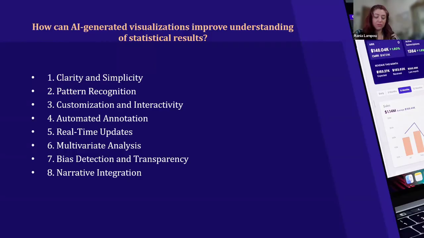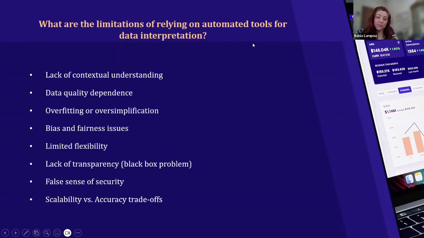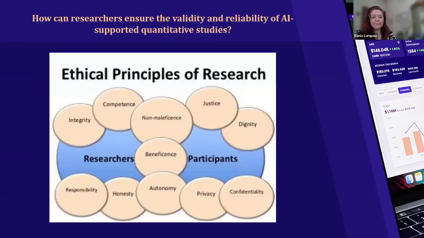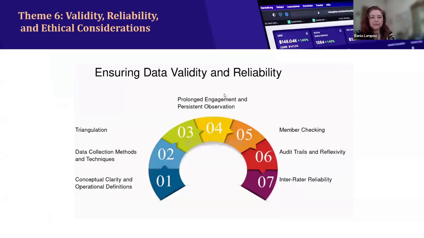Narrative integration, because AI can combine data visualizations with natural language summaries through tools like data-to-text generation, and this creates a more comprehensive and understandable report of statistical findings. And of course, the limitations of relying on automated tools: the lack of contextual understanding, the data quality dependence, the limited flexibility, the lack of transparency, and false sense of security, etc. So the validity and reliability, these things are very important.